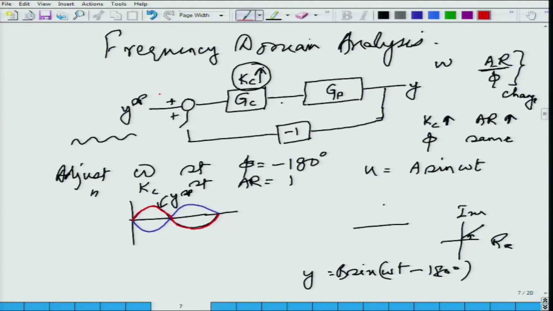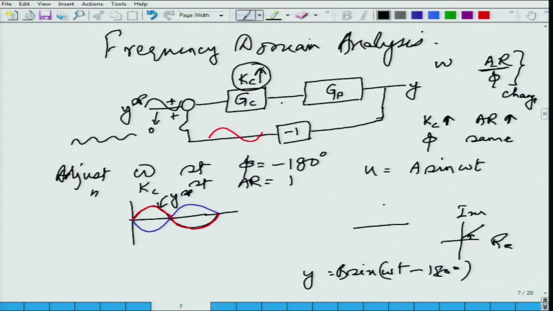this red wave would be the same as this black wave. The red wave and the black wave would be the same. Yeah, they would exactly be the same. Now, what do I do? The feedback loop is not yet closed. What I do is I shut down the forcing sine wave. So, this signal goes to 0, and I close this feedback loop.